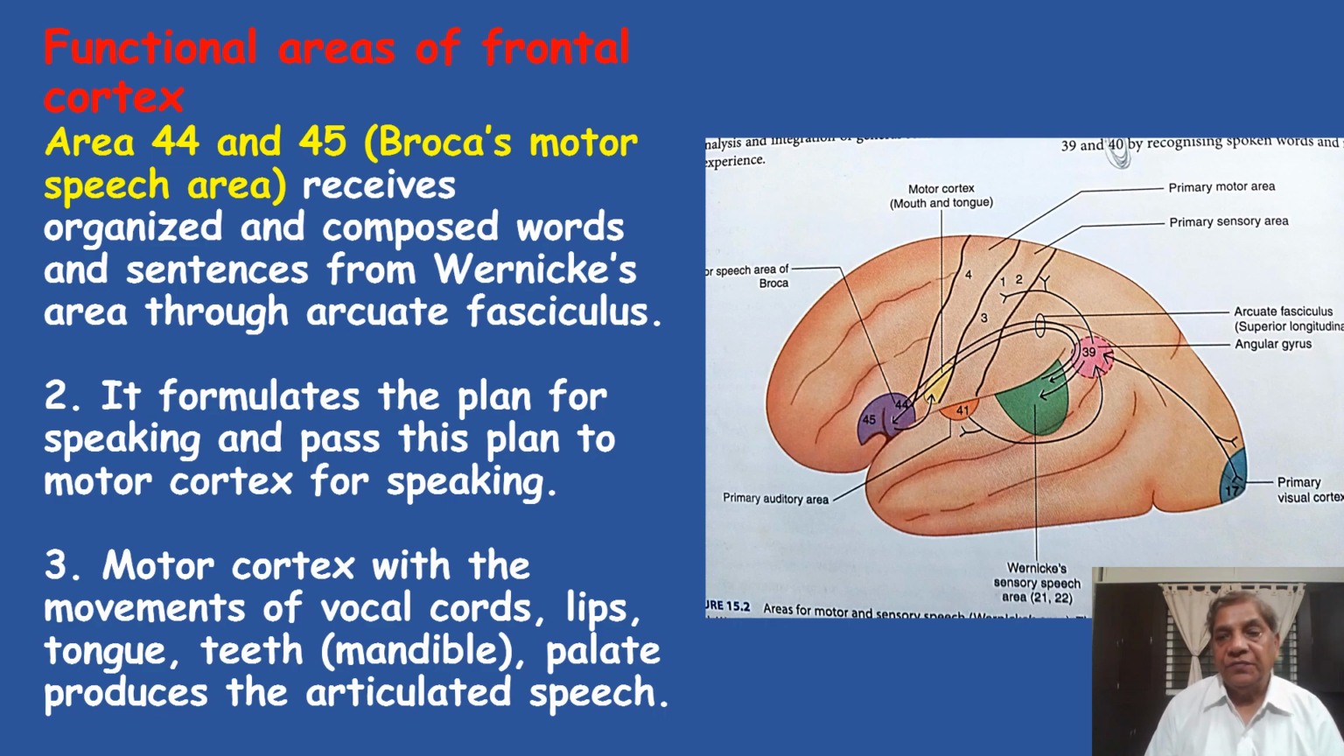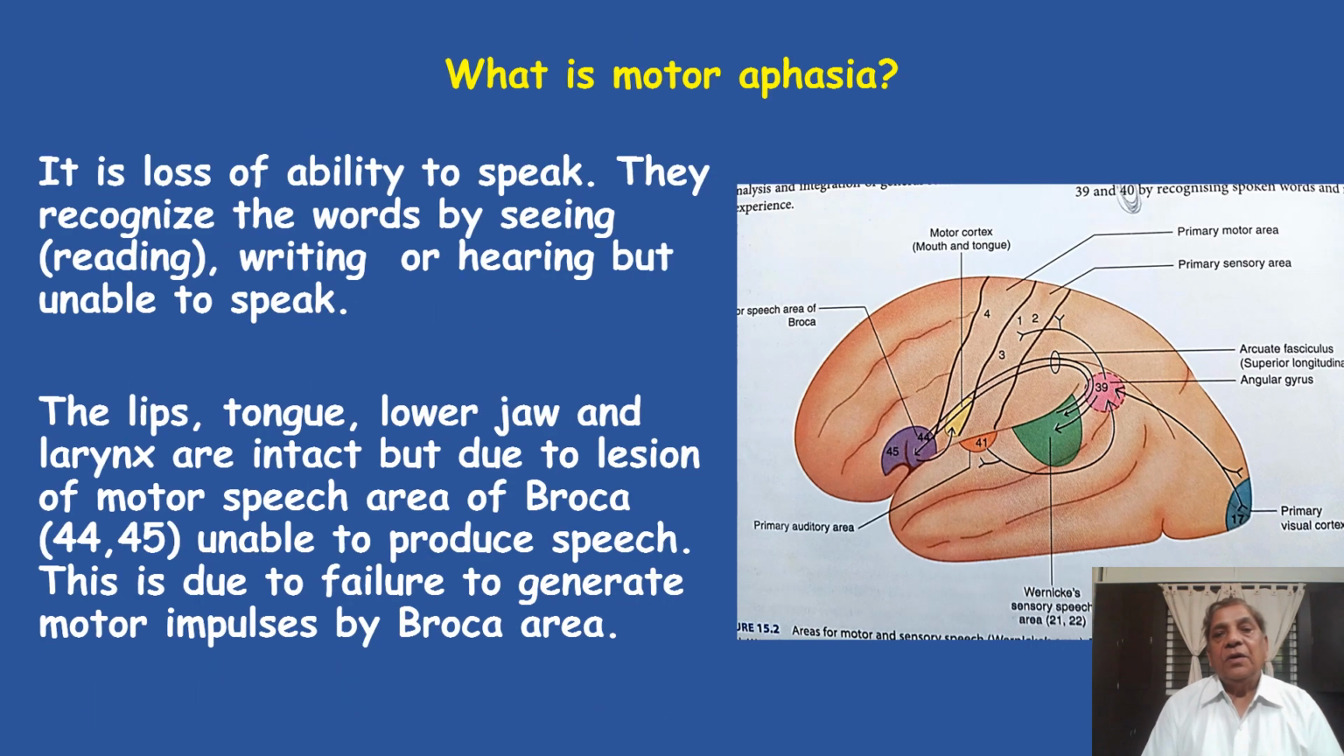which we speak. Now, what is motor aphasia? It is a loss of ability to speak. Persons suffering from motor aphasia, due to destruction of Broca's area 44 and 45, can recognize the words, or they can read the sentence by seeing it, or they can see the sign, by seeing or by hearing. They can hear the words perfectly, but they are unable to speak.